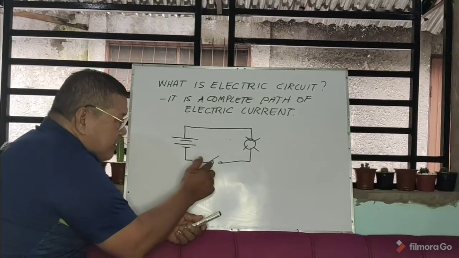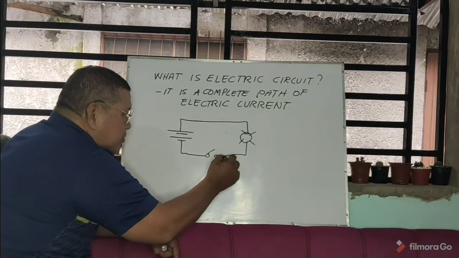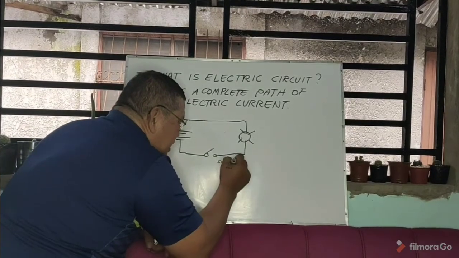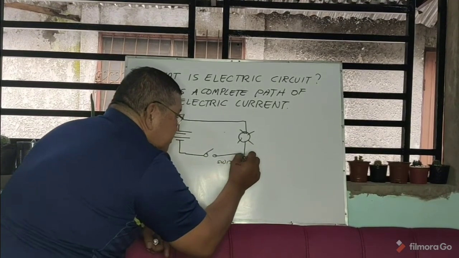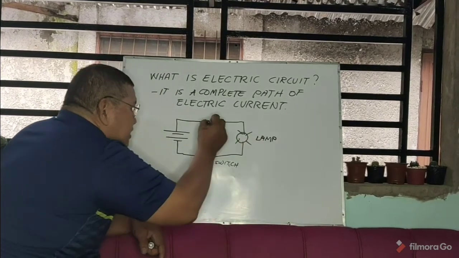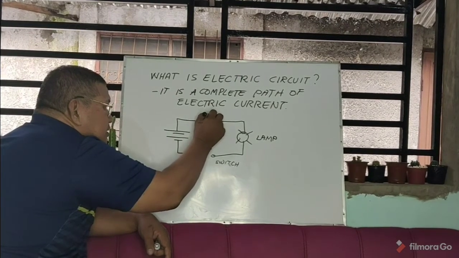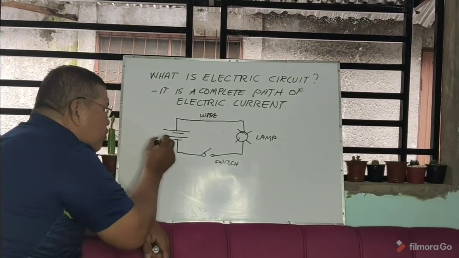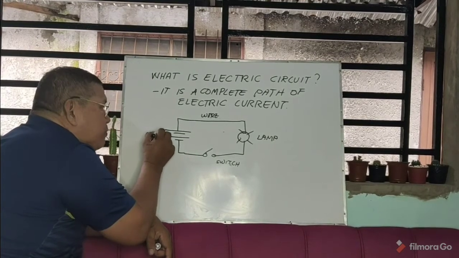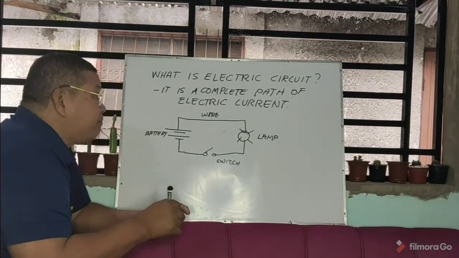You will notice that there are different parts of the electric circuit. So look at the switch. This is the switch. Then this is the lamp here. And then this is the conductor or the wire. This is the wire, and you have here the battery, the source. I'm going to explain to you later the different examples of its parts.